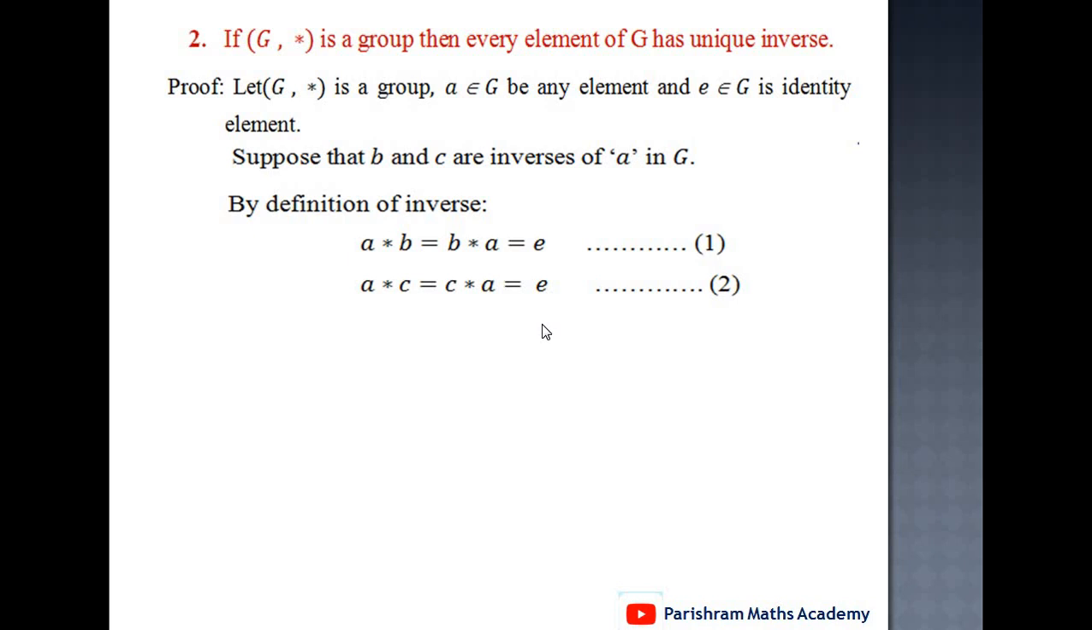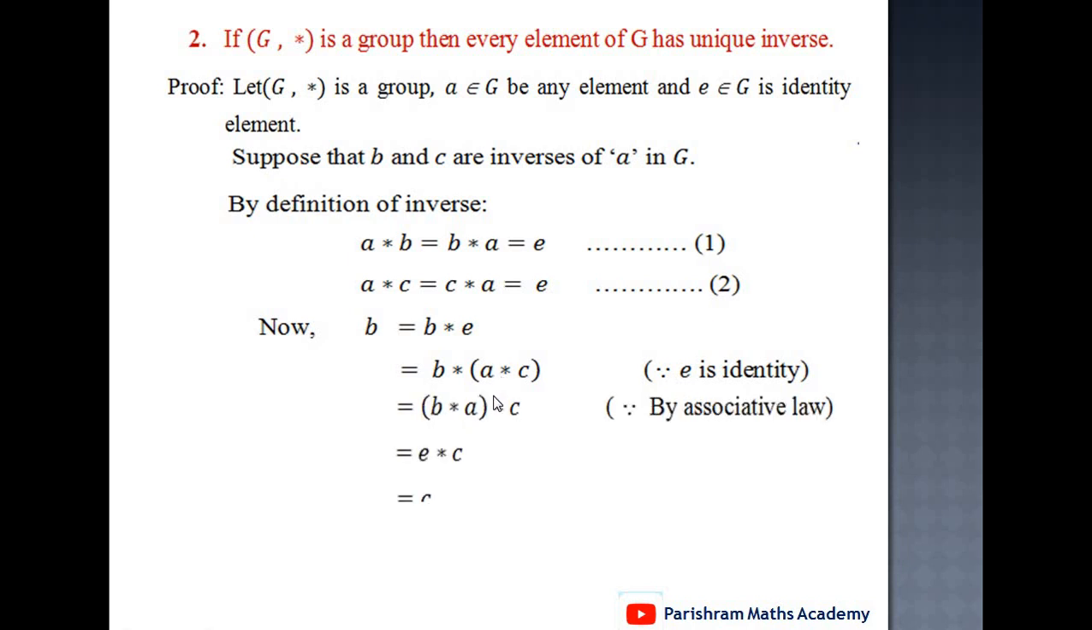We have to prove the inverse is unique. That is, we have to prove B equals C. Now, B can be expressed as B equals B star E, because E is the identity element. But from equation number 2, the identity element E is the same as A star C. Therefore, B star E equals B star, then in bracket, A star C.